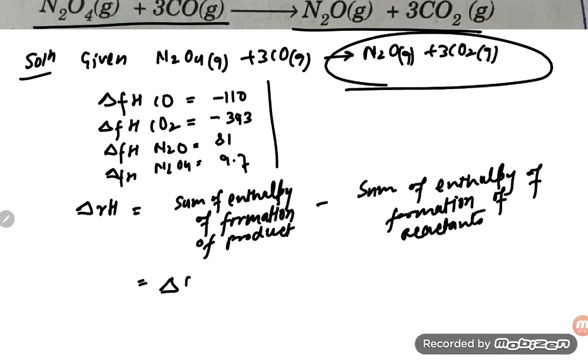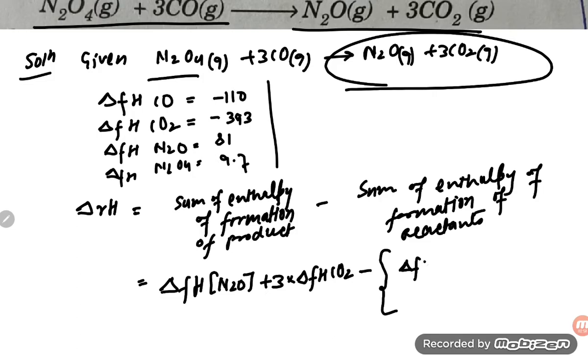So we write delta FH of N2O, only 1 mole, plus 3 into delta FH of CO2. Now, minus, and then you take the middle bracket because minus is common for all. Here is the enthalpy of formation of reactants: delta FH of N2O4 plus 3 into delta FH of CO. So we can solve it like that.